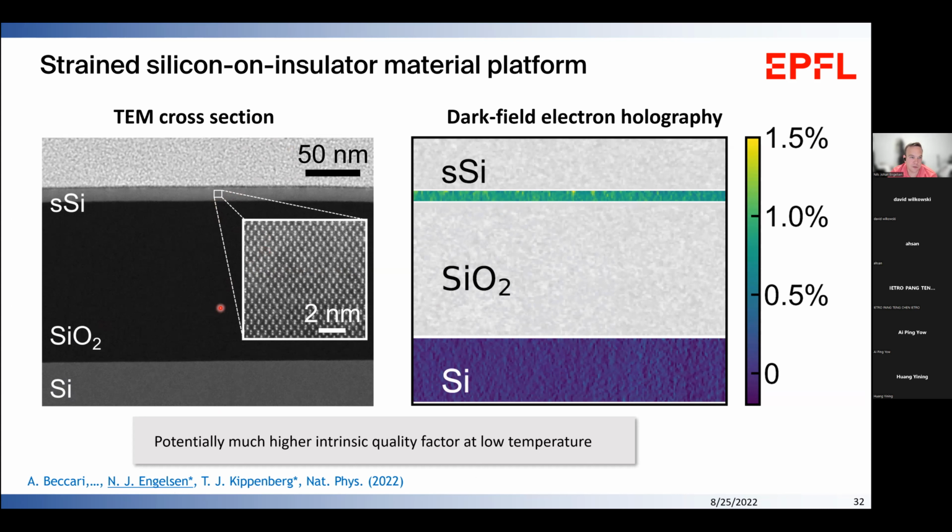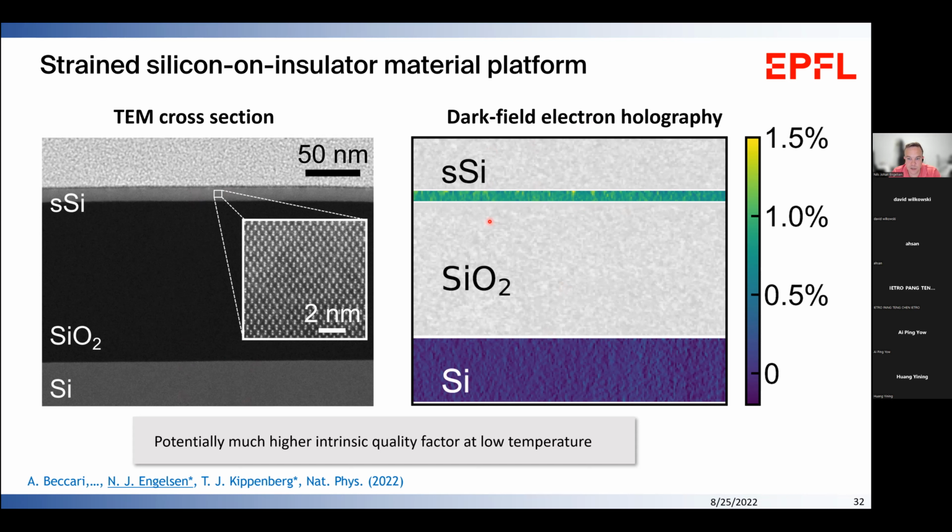And this is a transmission electron microscope cross-section of the kind of wafers we used for this project, where there is an 11 nanometer thick silicon layer on top of 100 nanometers of silicon oxide, again on top of silicon. And this you can show by dark field electron holography, where you essentially interfere electron scattering from the top layer with the electron scattering from the bottom layer, that this layer here is under about 1% of strain.